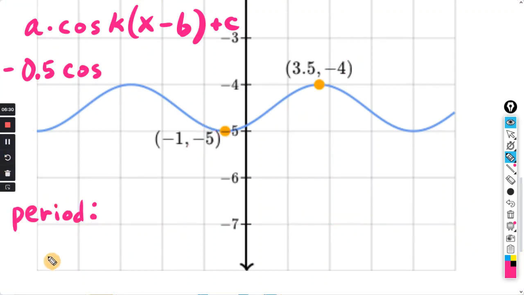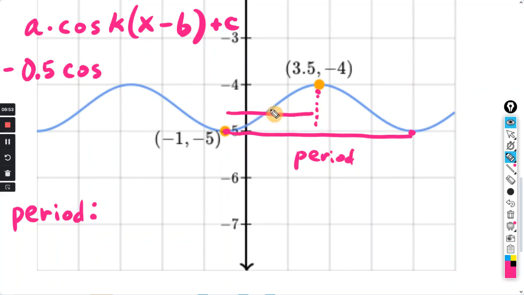Now let's find the period. Okay, we know the period is maximum to maximum or minimum to minimum. It is basically the horizontal distance. All right, so this right here would be a period. So if we only went to this point right here, that horizontal distance would only be 1/2 of the period. So if we just find this distance here, we can just do times 2, because this is only half the period. So it's going to be times 2.